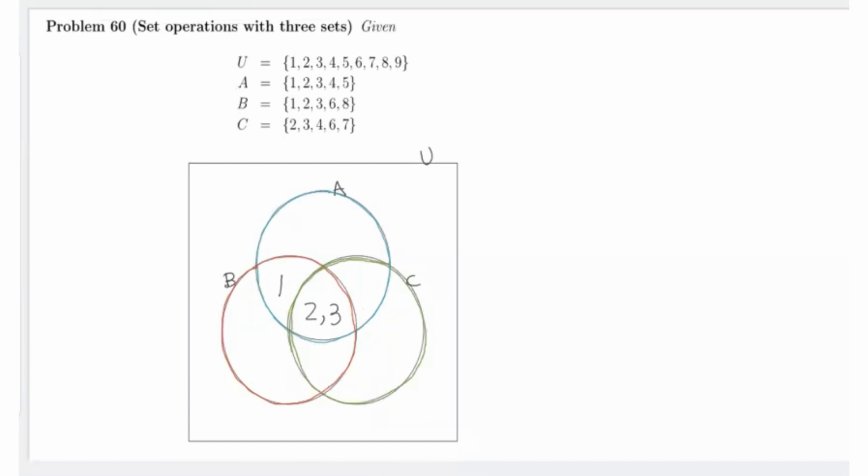Next one, here is blue and green. A and C. What are the common elements of A and C? 2, 3, and 4. Here's a 4.